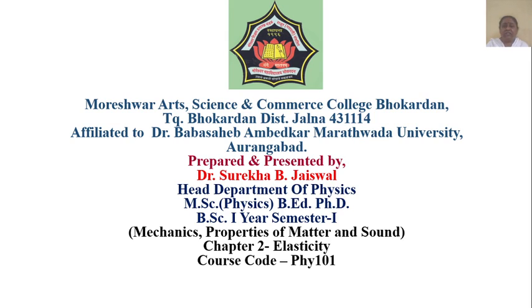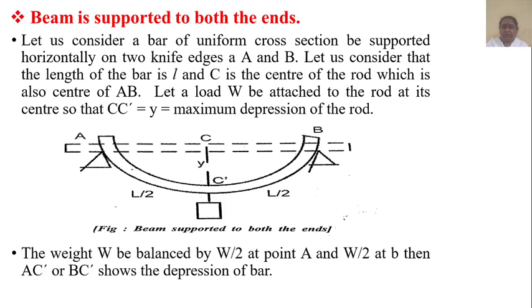Today we will see mechanical properties of matter and sound, chapter number 2, Elasticity, course code PHY101, semester 1st. Now see, a beam supported at both ends. Here we have considered a bar of uniform cross section supported horizontally on two knife edges A and B as shown in figure.